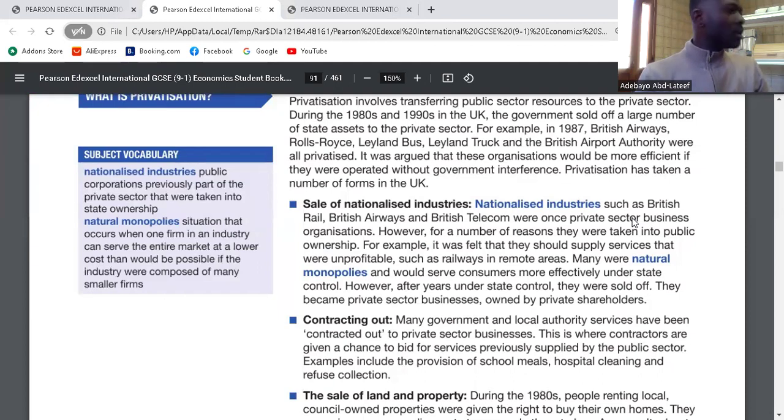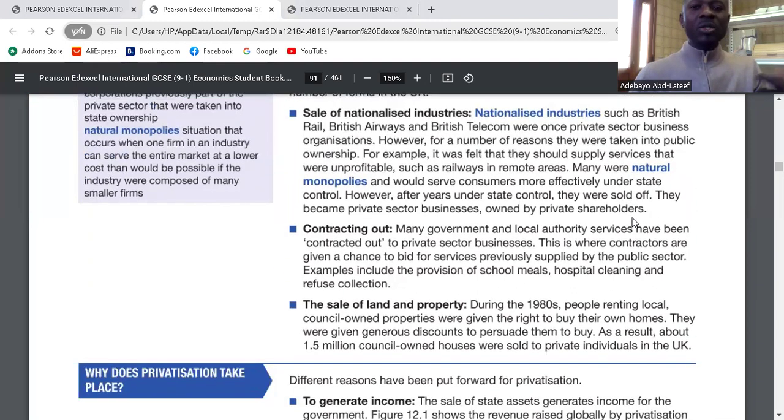Industries are manufacturing companies that manufacture laptops and other things. They are involved in the conversion of raw materials into finished goods. So these industries are controlled by government, but now are in the hands of the private sector. That's one way in which privatization can take place, through the sale of nationalized industry. Nationalized industries are government-owned industries that have been sold to the private sector. That's one way. Clear?